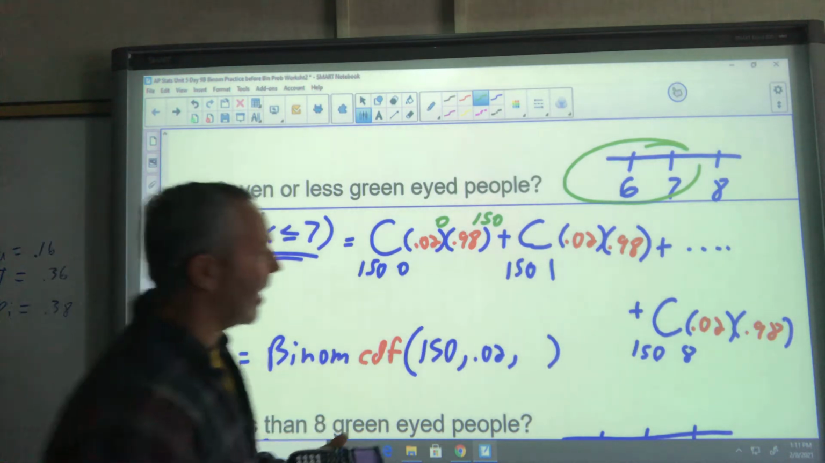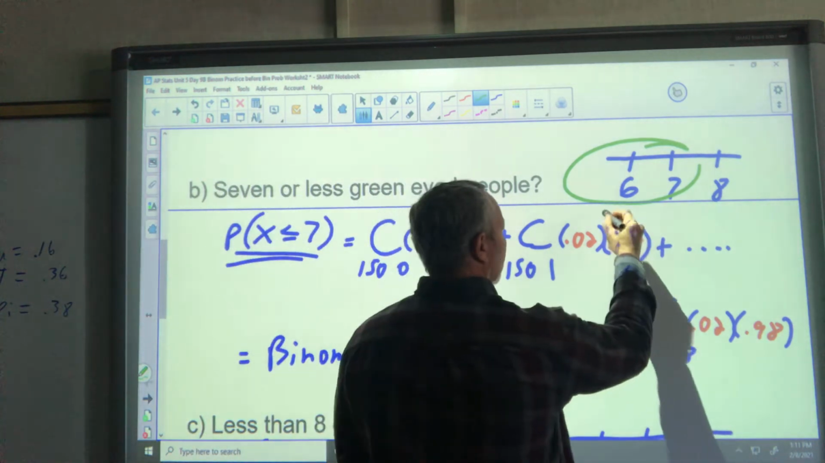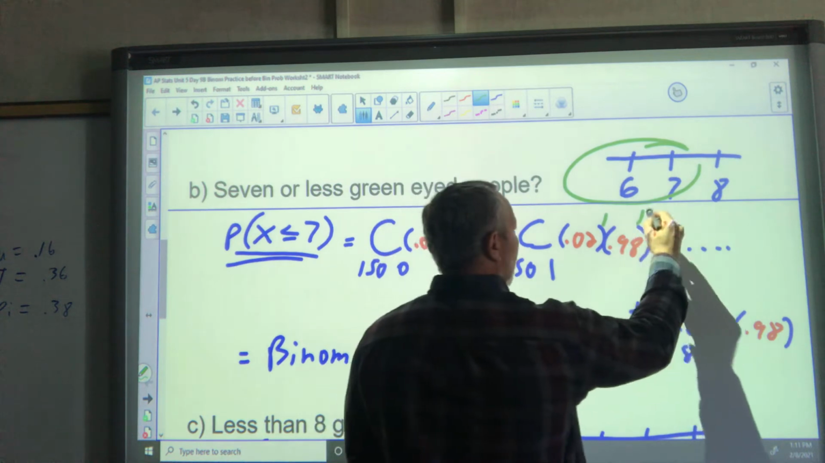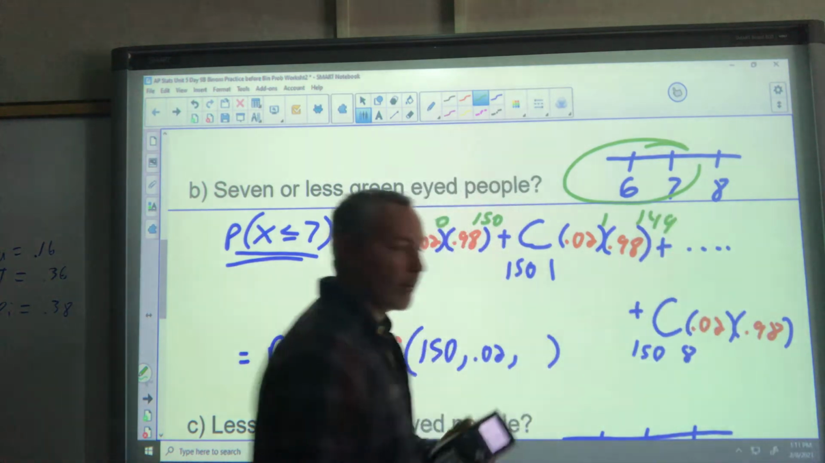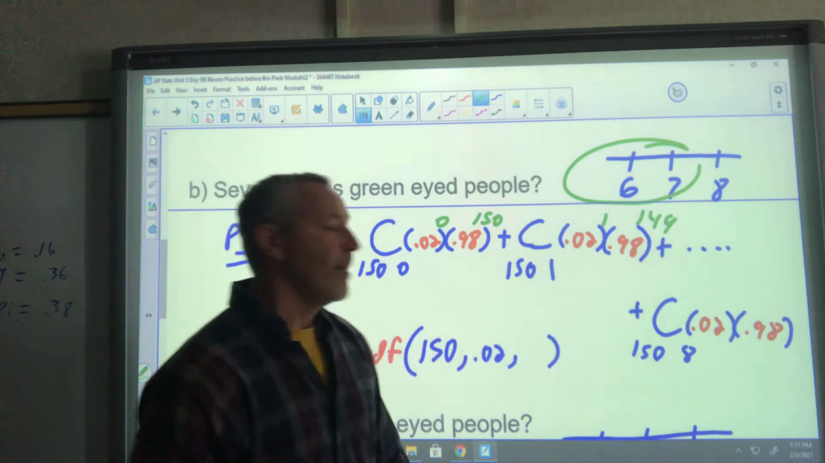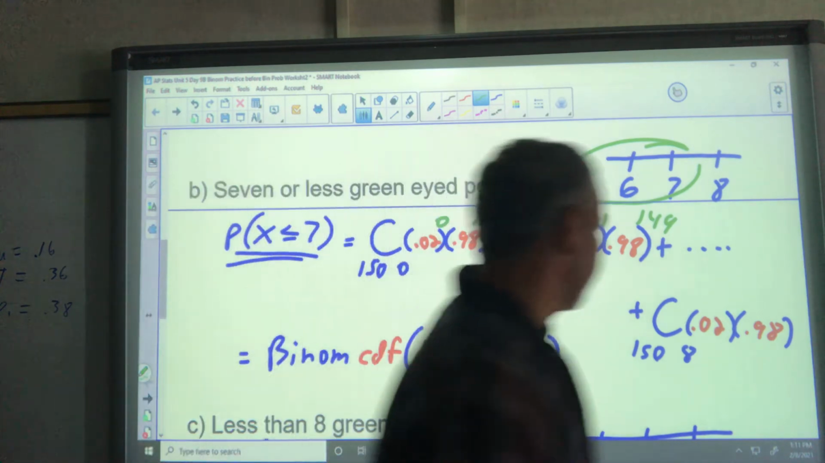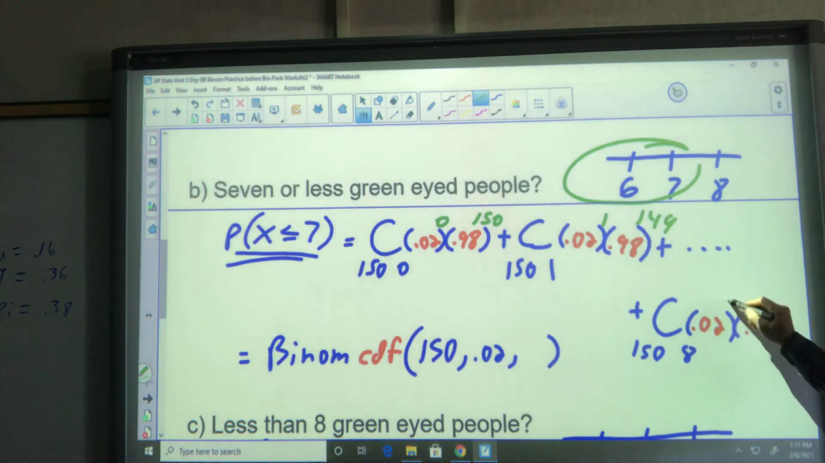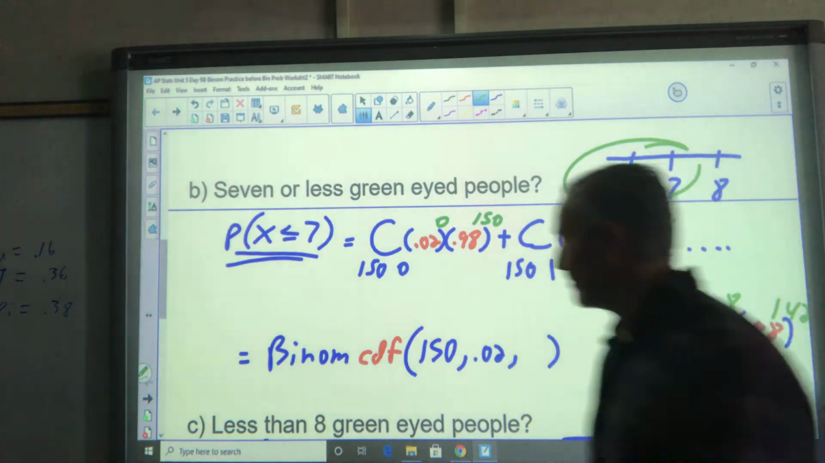Over here I'm choosing 1, which means I had 1 green-eyed person and 149 that were not green-eyed, and so on. That's my first 2 up to the last one, and the last one would be choosing 8. If I got 8 green-eyed people, I would have 8 with green eyes and 142 that are not green eyes.